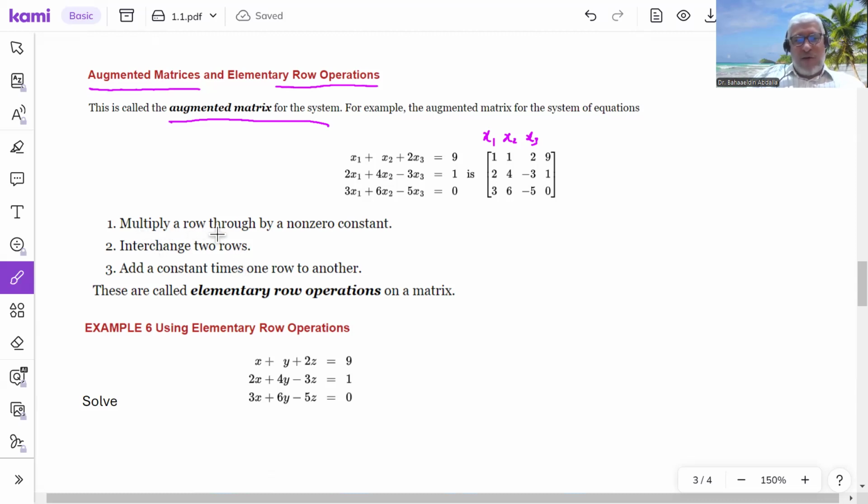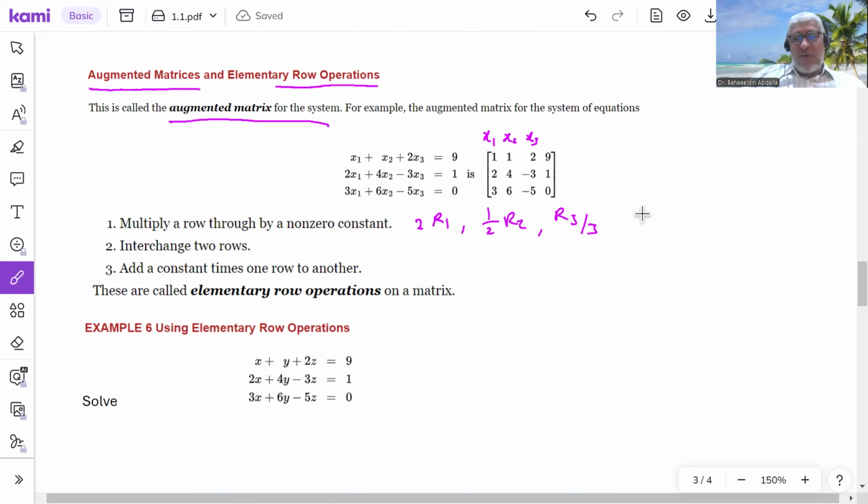There are 3 row operations. First, multiply a row by a non-zero constant. So you can multiply any row by any number you like. For example, 2R1 or half R2. When you say R3 over 3, for example, you are multiplying R3 by 1 over 3. So this is the first type of row operations.